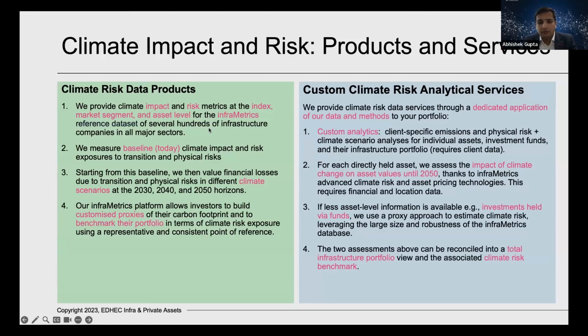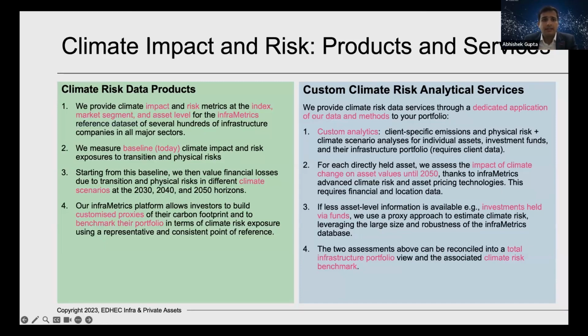So everything in Infra Metrics can be thought of at the asset level. That's the most granular segmentation that we have available. But also you can try to understand what sort of climate risks are there in the transport sector, in utilities, and so on. So that goes beyond that. And finally, if you are already subscribed to our indices, then you can benchmark the climate risk in your portfolio versus an index that we have on offer.